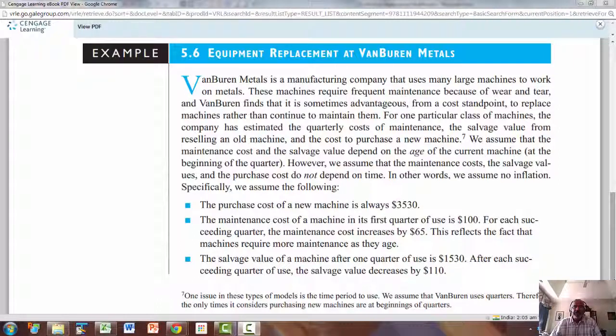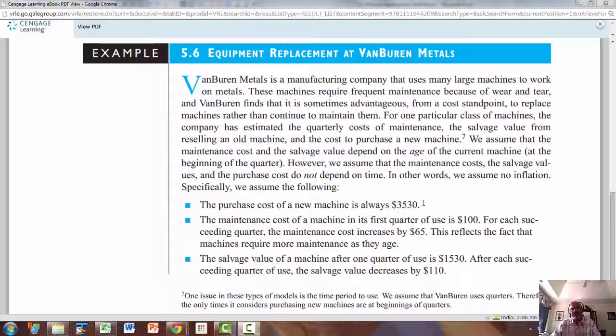Now we're going to look at an application of the shortest path problem that we discussed previously. This one is a company where we want to develop a replacement of machines at the cheapest possible cost. So we have a machine. The purchase cost of a new machine is always $35.30.